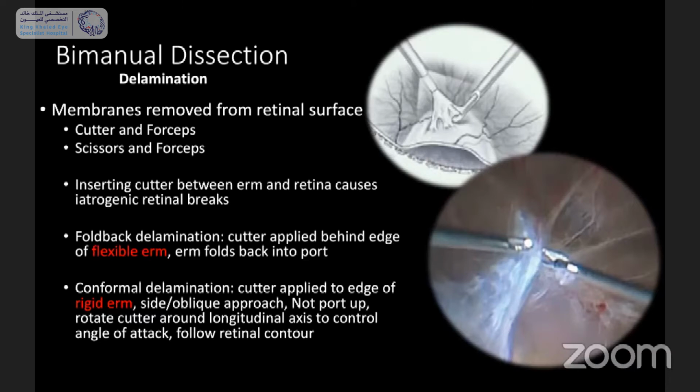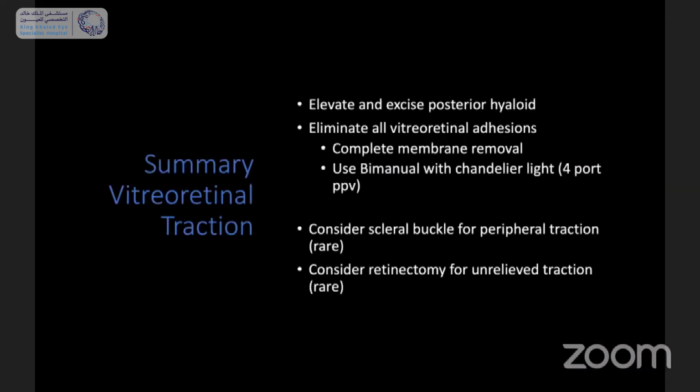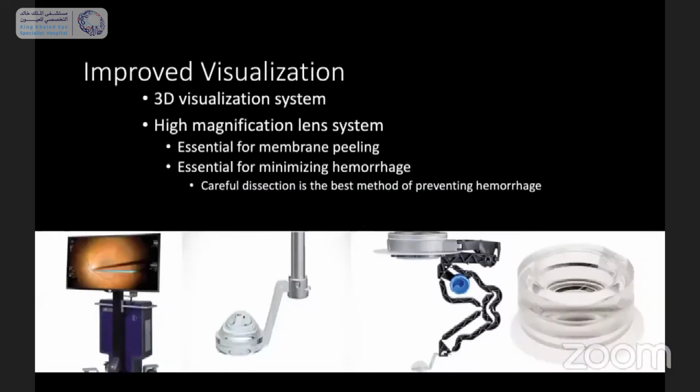This works only when the fibrovascular tissue is not really stiff, when it is not really mature, because if it's too stiff, it will not fold into your port. In this case, you have to use the so-called conformal delamination, which means applying the edge of your cutter on the rigid part of the membrane with your tip pointing up towards the membrane itself, to avoid an iatrogenic break.